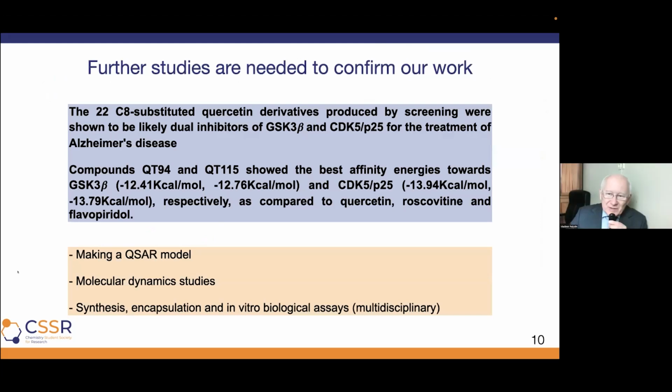Here's the comment of Dmitry Solotkin. GSK3 beta was the topic of his PhD thesis 10 years ago, and I was his supervisor at that time. Okay, another question, Dmitry Shulga. Do you observe hinge region interactions for the obtained complexes of kinases?